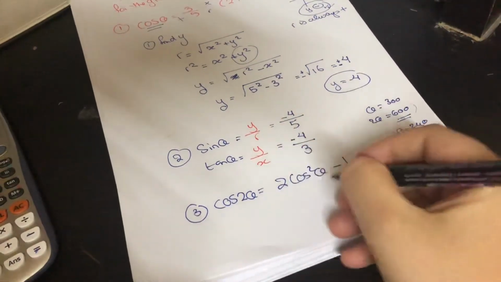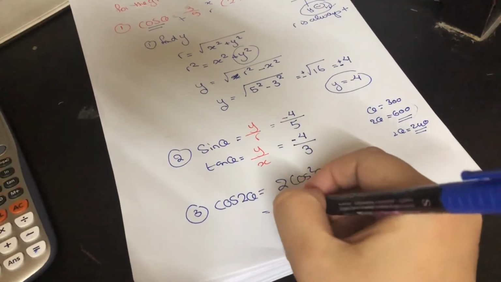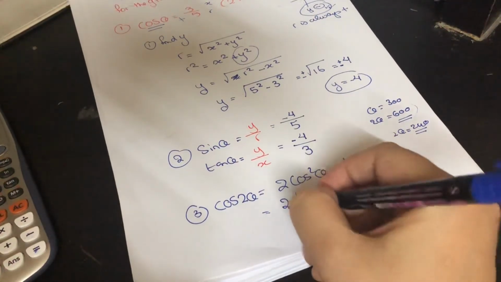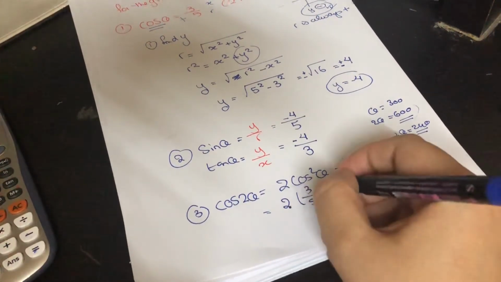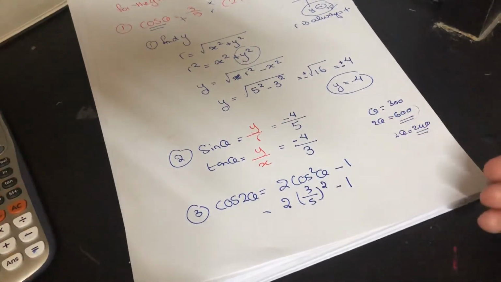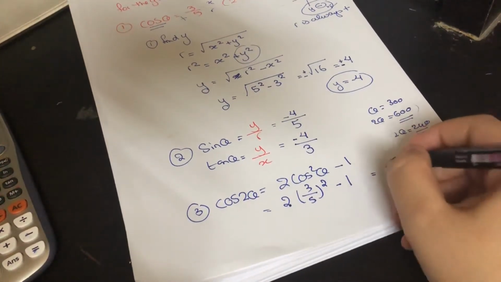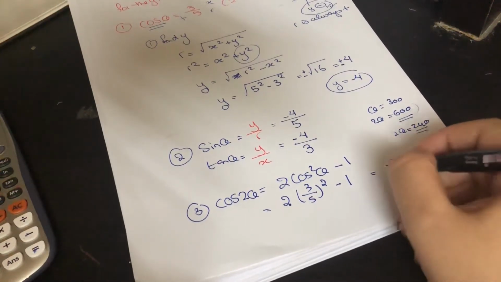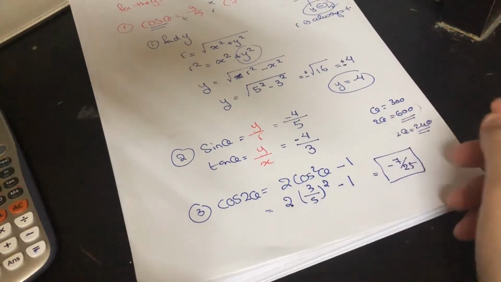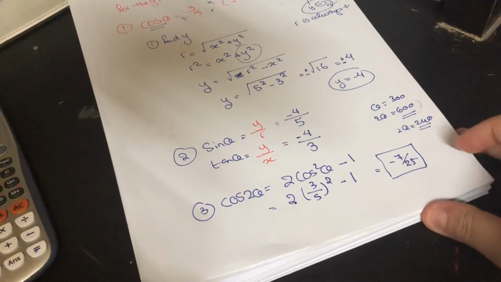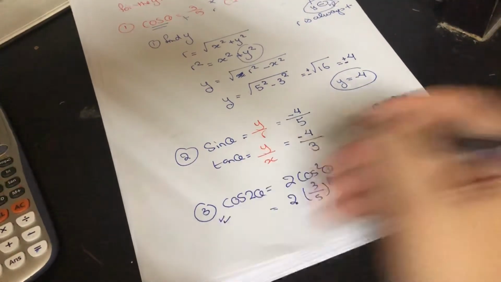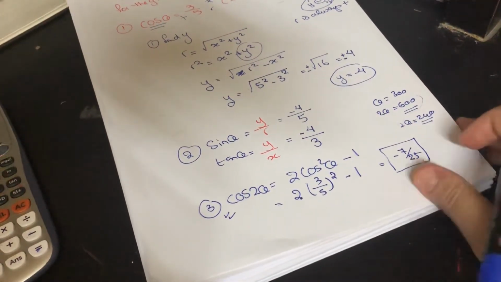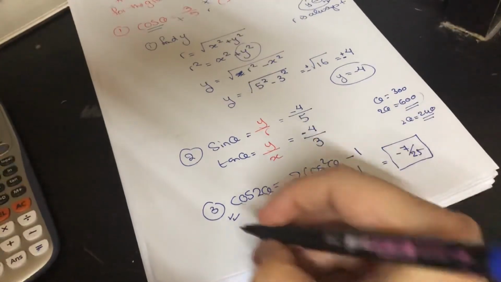So over here, anyways, 2 cosine squared theta, cosine is 3 over 5 squared, minus 1. Okay, and this would give me, in the end, negative 7 over 25. As I expected, it is negative because the angle is not in quadrant 4 anymore. This is cosine 2 theta, okay? The question asked me for this, and sine 2 theta as well, and tan 2 theta.